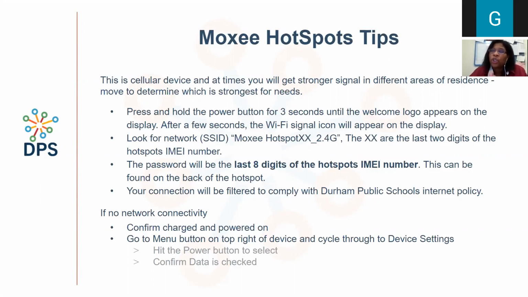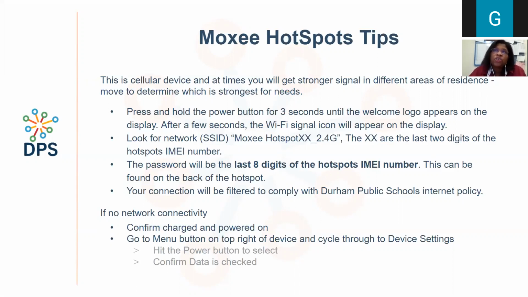As everyone should know by now with the hotspots, there is a button on the face of it with the symbol for power. You press that for about 3 seconds to turn it on. The welcome logo will appear. From there, in a couple of seconds, the icon will come up saying Moxie Hotspot 2.4. The password for this, of course, is the last 8 digits of the hotspot's IMEI number, which should be on the back of the box.